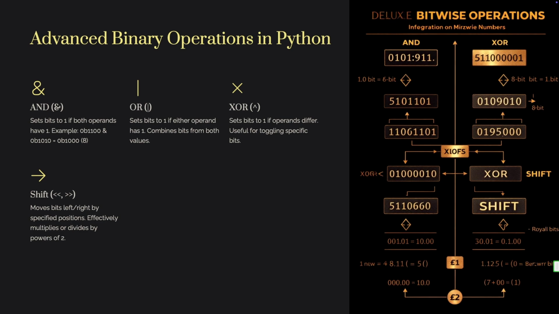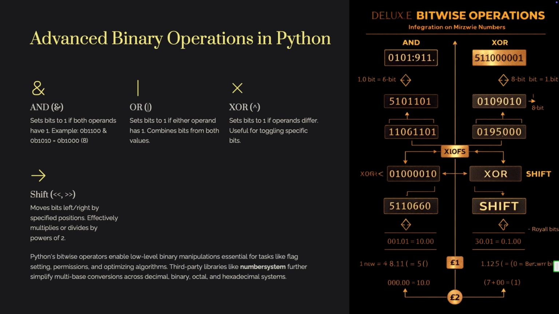Shifting left is like multiplying by powers of 2, and shifting right is like integer division by powers of 2. Very fast operations. Okay, so useful for performance-critical stuff, maybe low-level programming. Definitely. But doing lots of complex bitwise stuff manually can get tricky. Are there libraries that help manage different number systems more easily? Yes, there are. The number system library was mentioned.